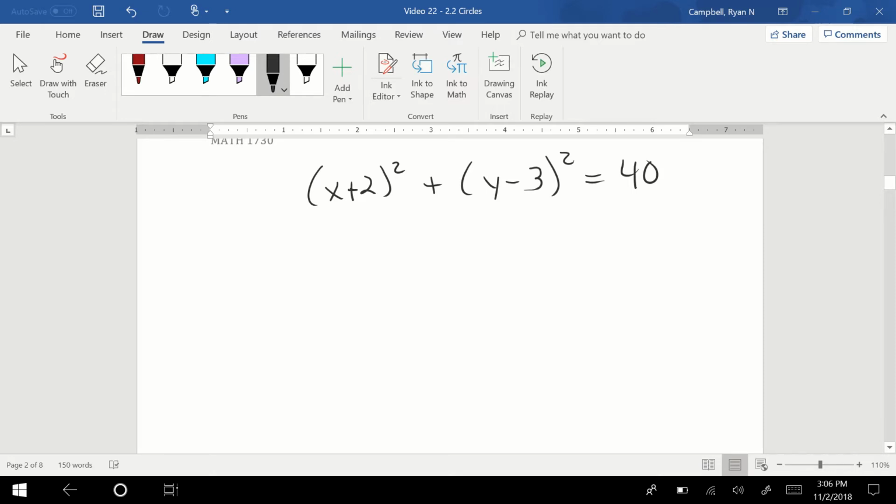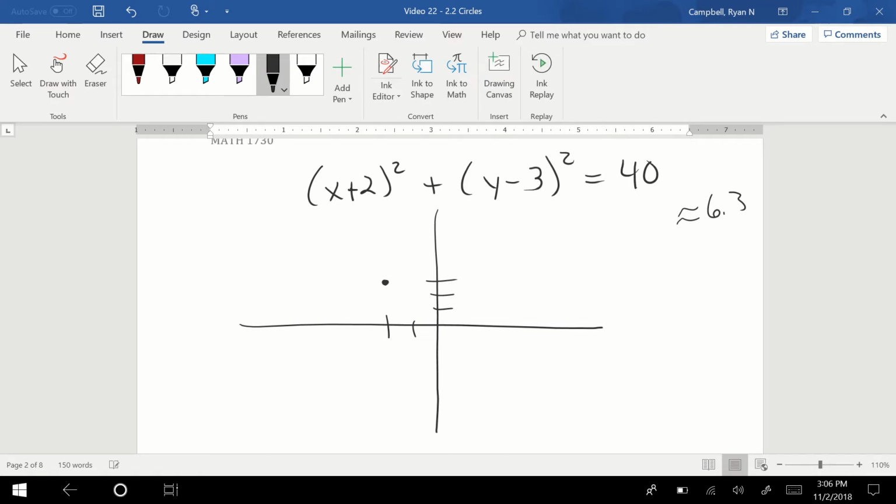So now, let's just sketch it. Sketching circles is very easy. All you need is the center and the radius. We said the center was at (-2, 3), so let's draw that. Basically, we just take our radius. We said the radius was about 6.3, so we need to go up 6.3, down 6.3, to the right 6.3, and to the left 6.3.